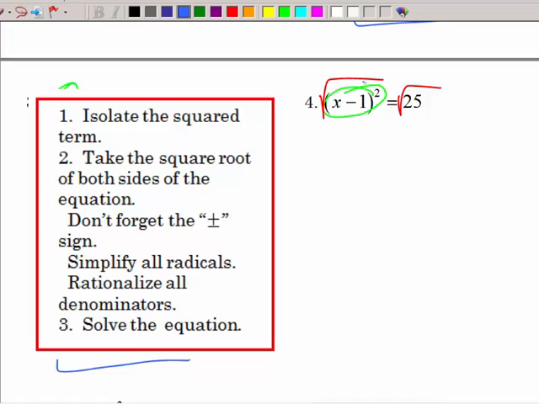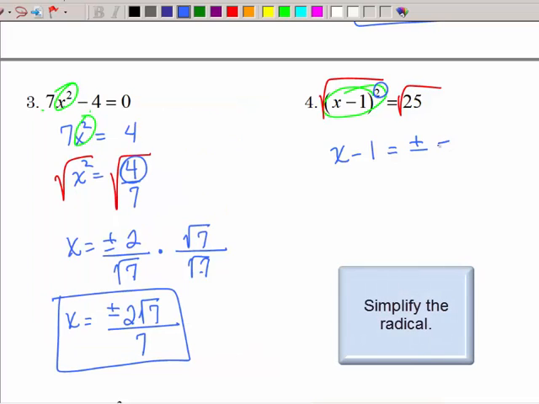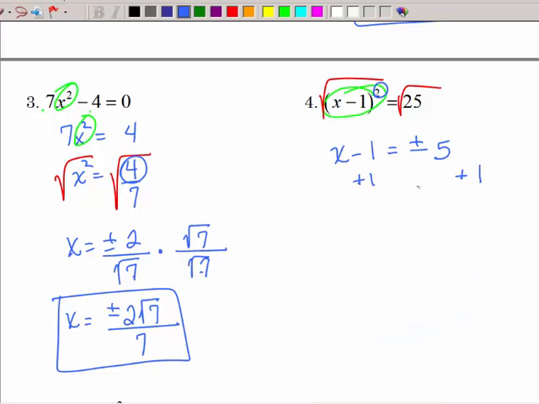Now remember, the square root and a square cancel each other out, so we just have x minus 1 equals that all-important plus or minus. And what is the square root of 25? Just 5. Well, I still need to solve for x, so I need to add 1 to both sides.